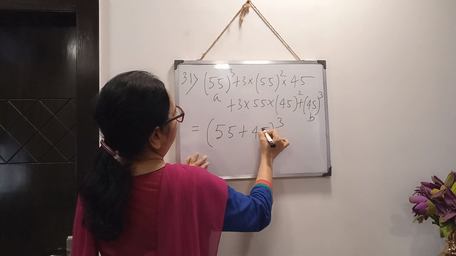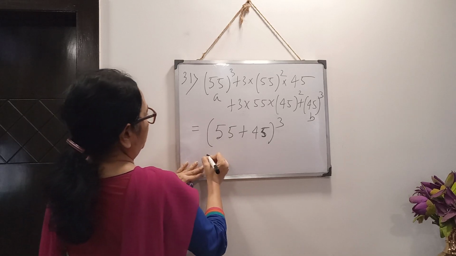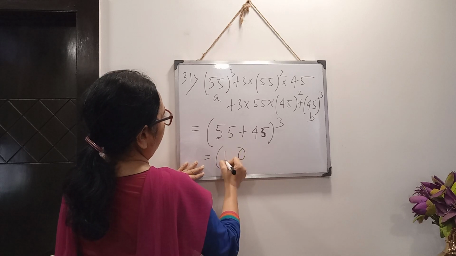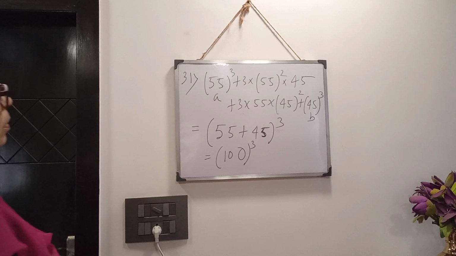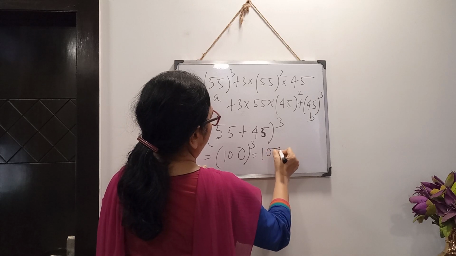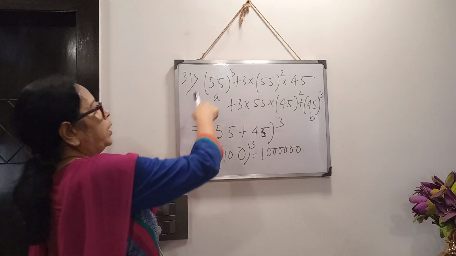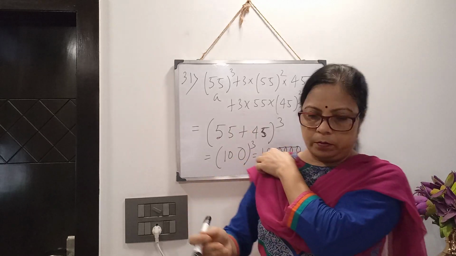So a big multiplication, by using the formula, is coming to a simpler form. Clear? This is the advantage of using the formula. Now you add: 5 and 5 is 10, so 100. So 100 whole cube means 6 zeros: 1, 2, 3, 4, 5, 6. If you don't know this formula, you have to multiply such big terms. Clear? But you know the formula, so you can directly apply it and it will be easier for you. Then this type of sum you can do yourself.